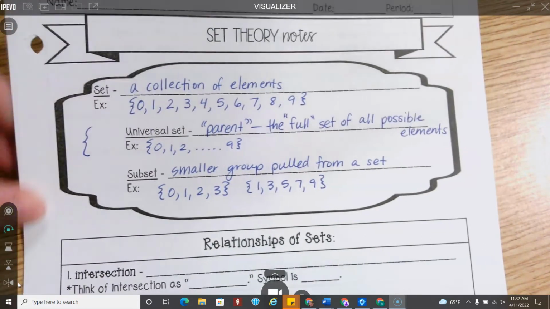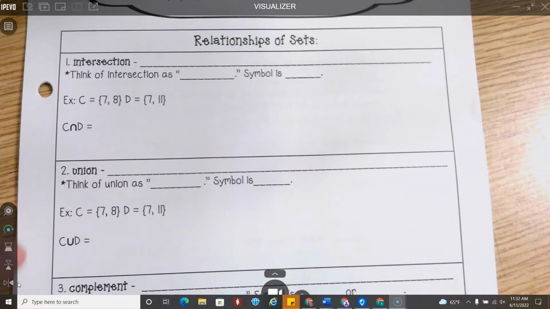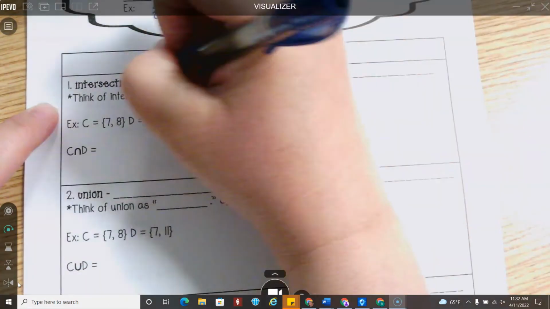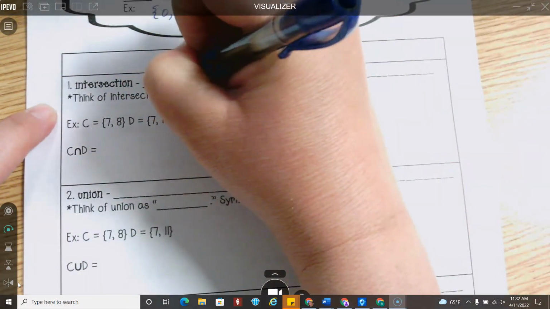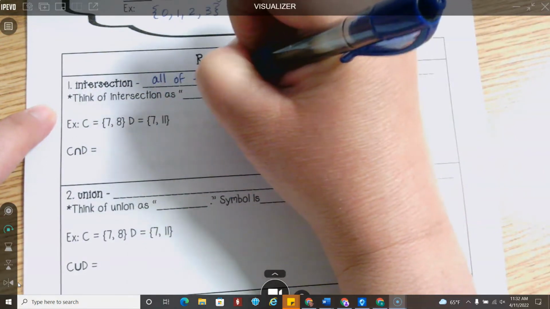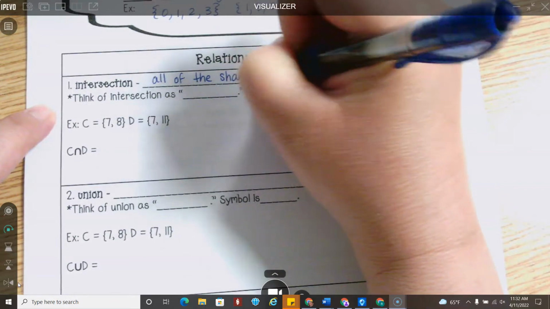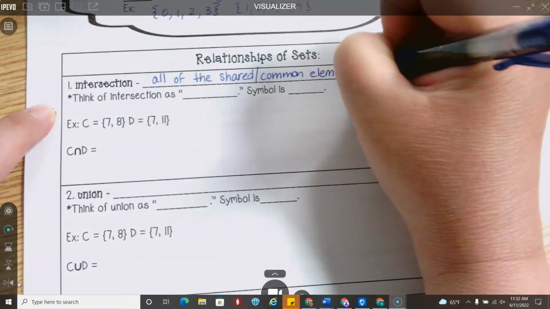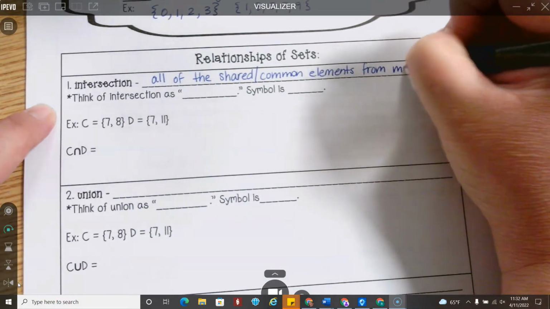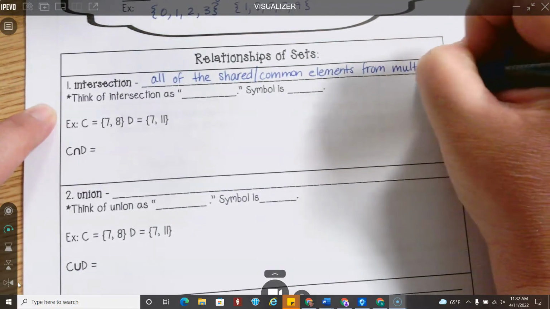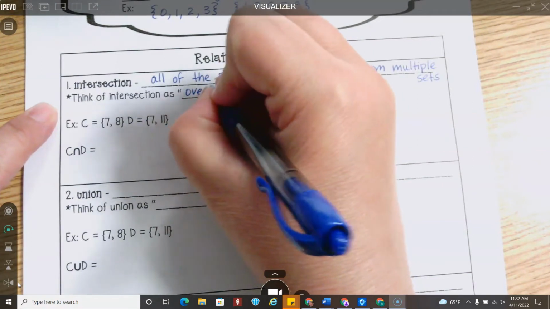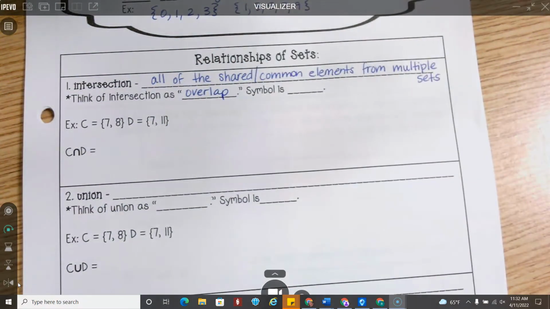All right. When we talk about sets, we like to talk about their intersection and their union, which are the two first concepts that we're going to look at here. So an intersection is all of the shared or common elements from multiple sets. It could be 3 different sets. It's very often 2 sets that we're talking about, but it could be more than 2. Okay, we like to think of the intersection as sort of like the overlap. So the elements they have in common.